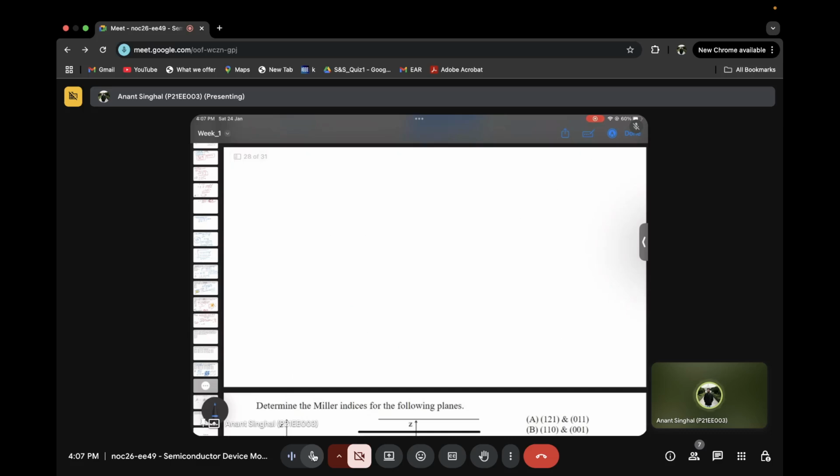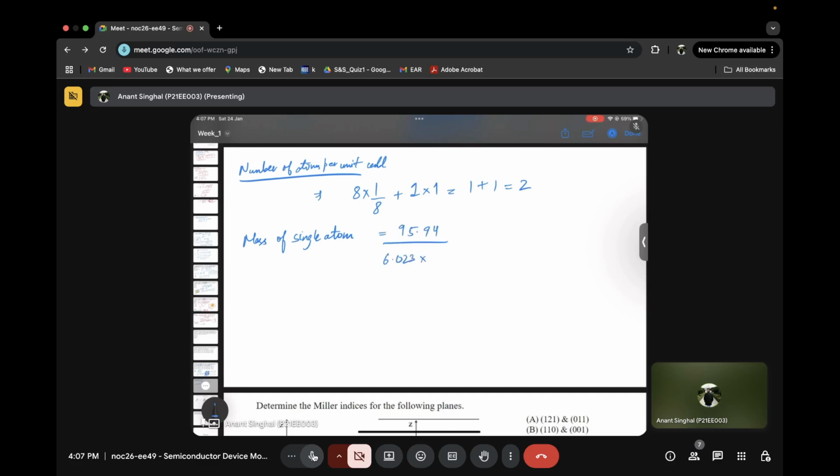As I said, step 1 is the number of atoms per unit cell. For the BCC, we have 8 at the corners, each with a contribution of 1/8, and we have 1 at the body, which is completely in the body. So it will be 1 plus 1, which is 2. Then the mass of a single atom, which is given in the question, is 95.94 by Avogadro number.